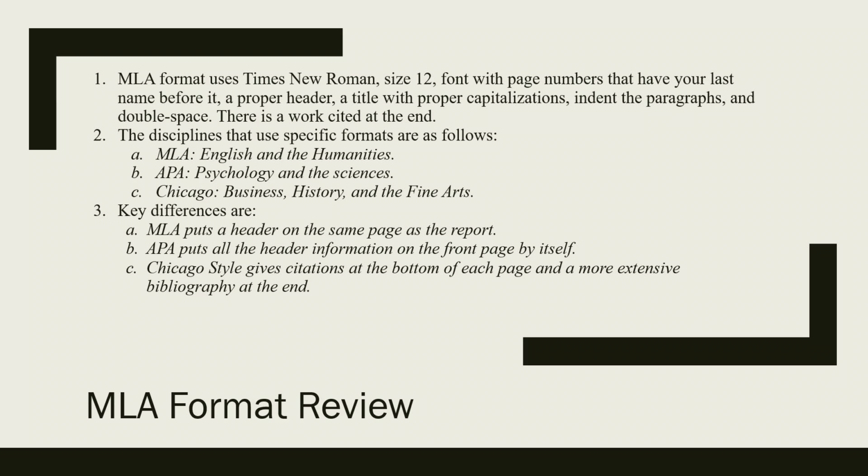The disciplines that use each specific format are as follows. MLA is English and Humanities. APA is Psychology and Sciences. Chicago is Business, History, and Fine Arts. And the key differences are that MLA puts the header on the same page as the report. APA puts all the header information on the front page all by itself. And Chicago style gives citation at the bottom of each page and a more extensive bibliography at the end.